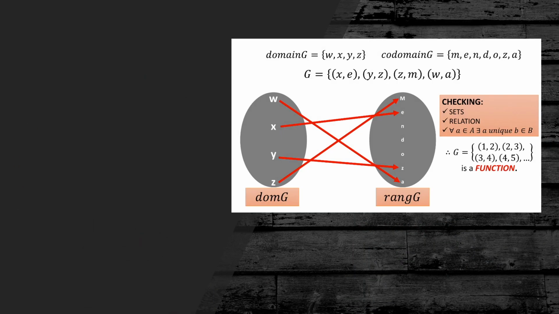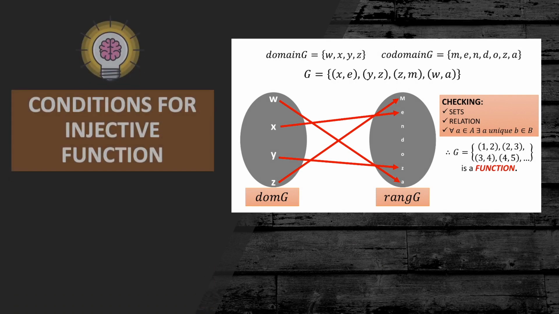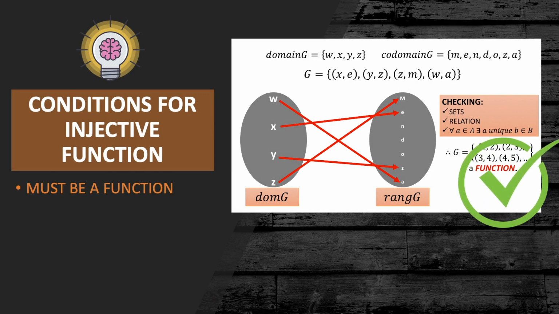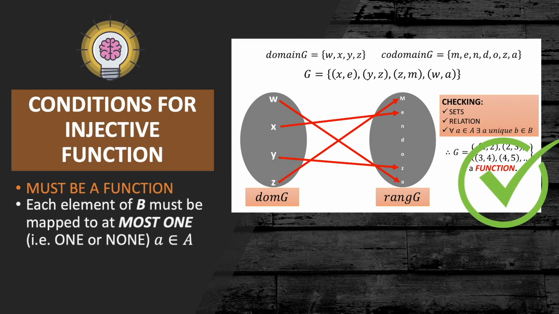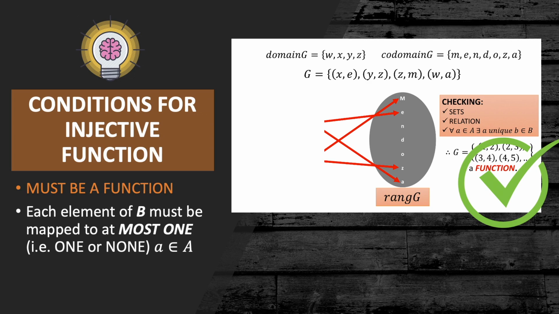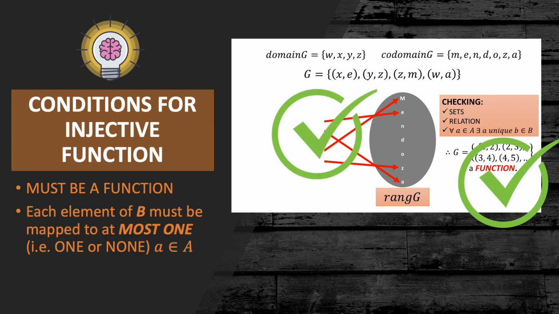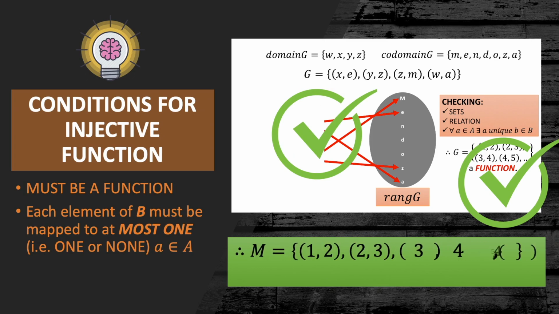Let's have the fourth example. Is set G an injective function? Since set G is a function and each element of the codomain is mapped to one or none element in the domain, it satisfied the two conditions. Therefore, set G is an injective function.